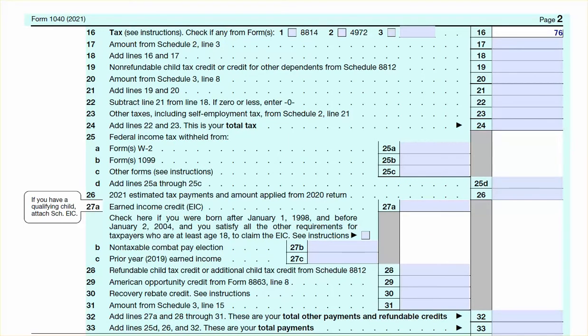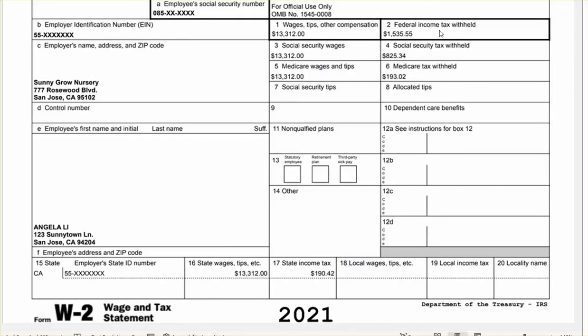For Angela, we're going to assume $0 in additional taxes from lines 17 through 24. Other individuals would want to look at the different schedules or worksheets to figure out if there were values they should enter here. Adding all those up, Angela's total tax is still just $76. Now we'll return to the W-2 to see how much federal income tax was already withheld. The federal income tax withheld is found in box 2 of your W-2.